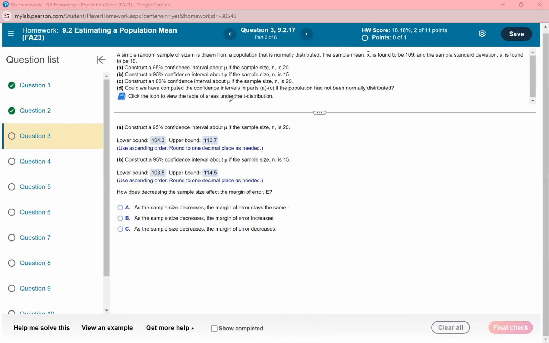How does decreasing the sample size affect the margin of error? So guys, remember the margin of error is the distance from the sample mean to the end. So if I'm thinking about 109, see 109 to here versus 109 to here. Which one's bigger? The one with the smaller sample size. So how does decreasing the sample size affect that margin of error? The sample size decreases, the margin of error stayed the same? No, that margin of error increased.